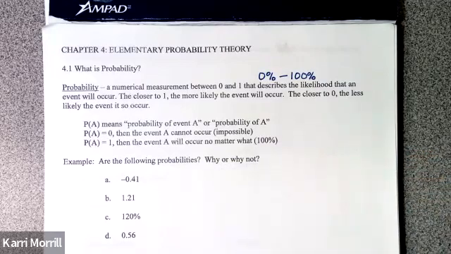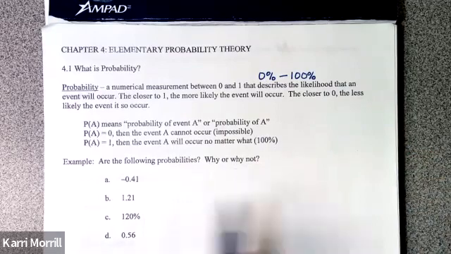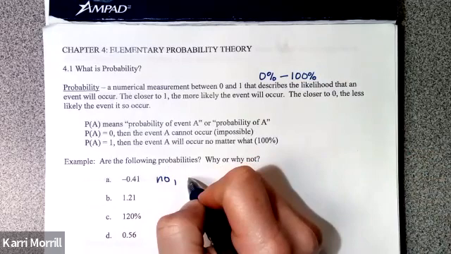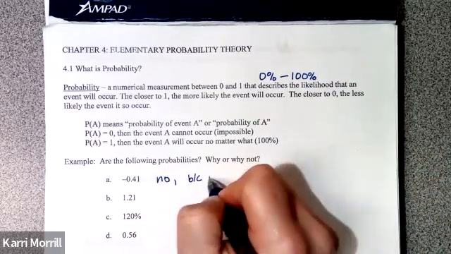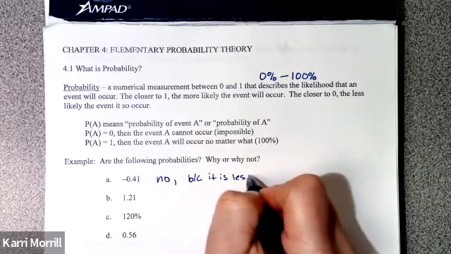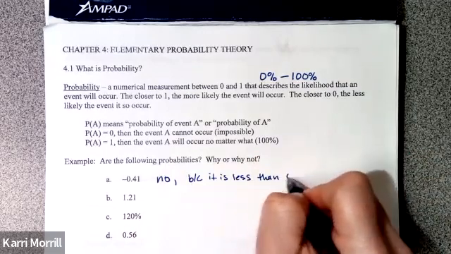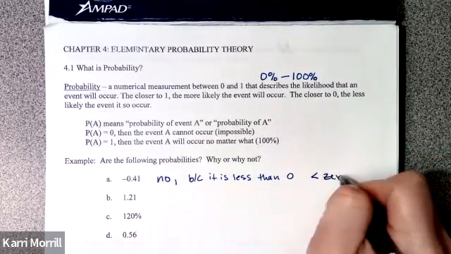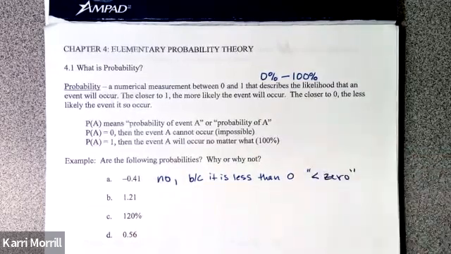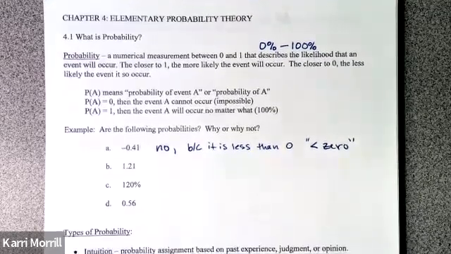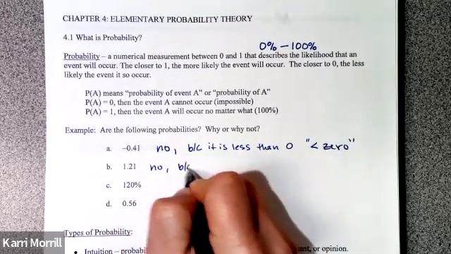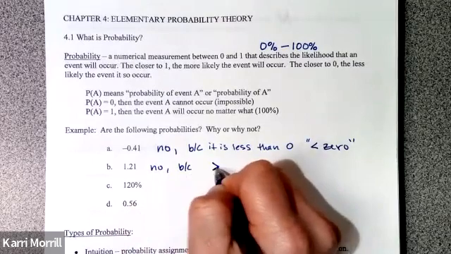Letter A, it says, are the following probabilities? Why or why not? This is not a probability, because it is less than 0. That's a negative number. So because it's less than 0, it is not a probability. Part B would be bigger than 1 because it's a decimal number. So again, no, because it's greater than 1.